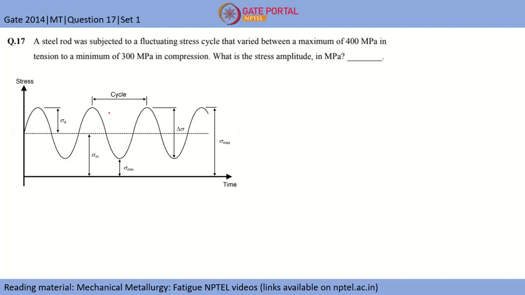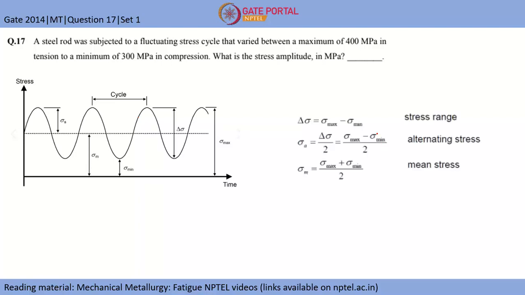Here you can see that the stress is fluctuating across the mean stress, and we need to find sigma A, which is the alternating stress. From peak to peak is known as one cycle of fatigue, and delta sigma is basically sigma max minus sigma min, the overall stress cycle of fatigue, which is an alternating cycle. Delta sigma is the stress range under which you are doing fatigue of the sample.